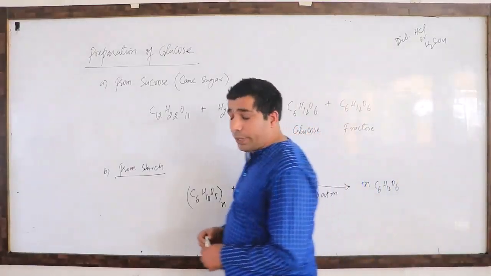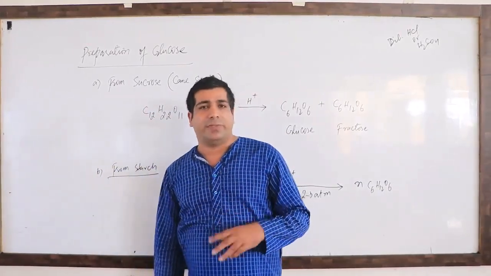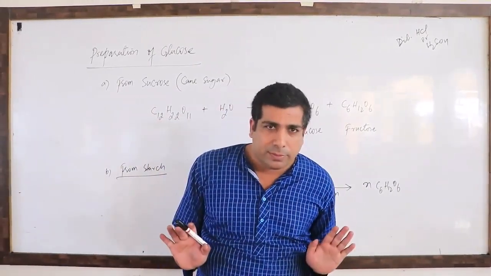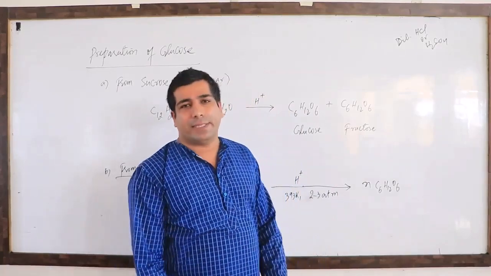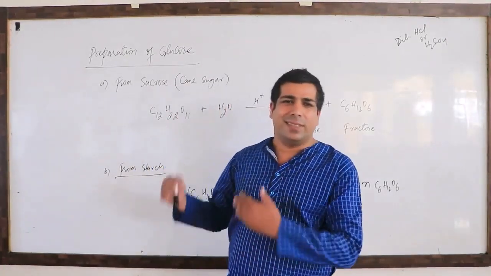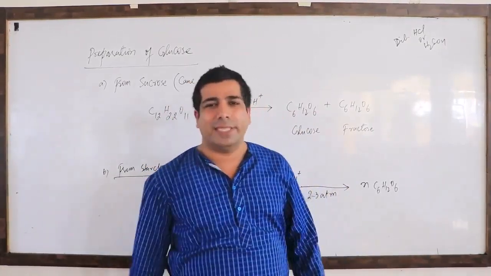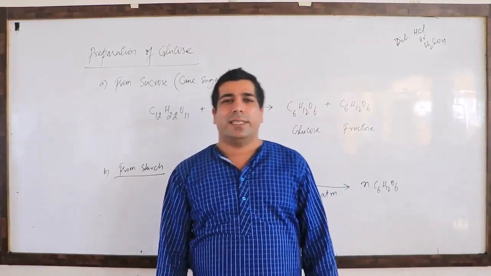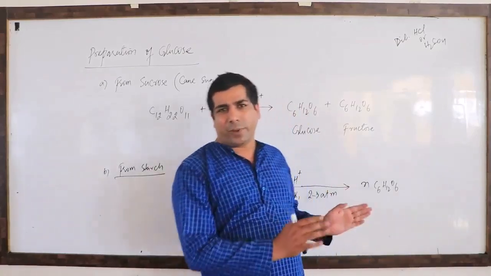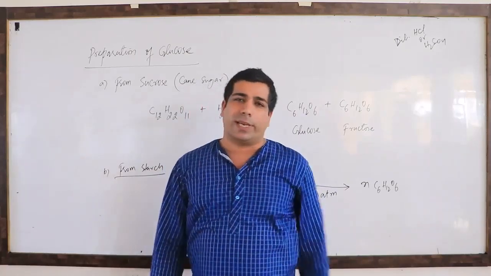I discussed with you, friends, that glucose can occur in two states: free state, all alone, or combined state, meaning with other glucose molecules. In free state it exists in grapes, peach, apples, honey and many more substances. But in combined state, it exists in disaccharides, or you can say oligosaccharides, and polysaccharides.